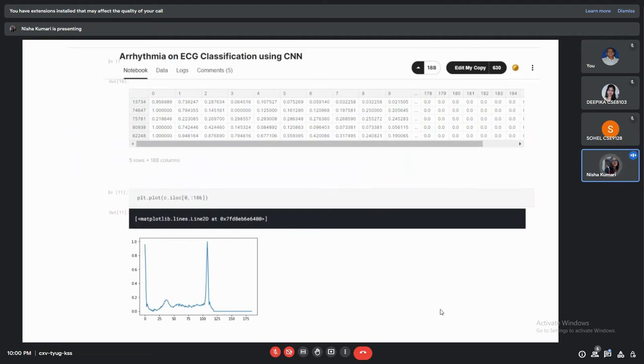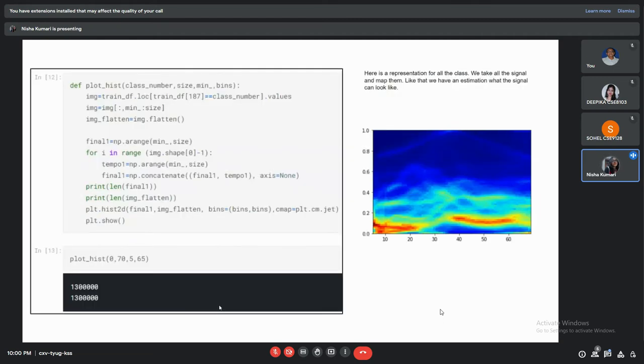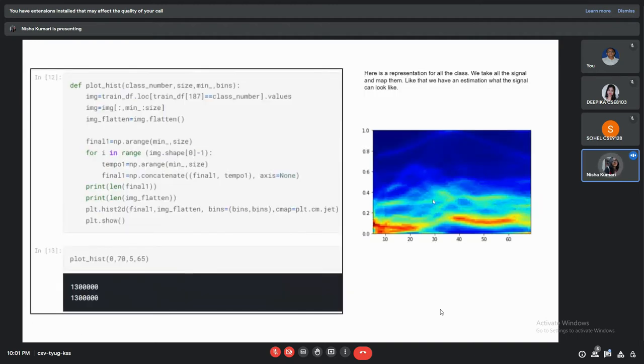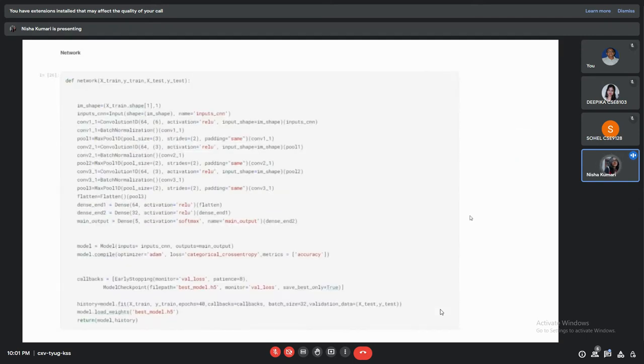So here, arrhythmia ECG classification. We can see that we have plotted the heart ECG diagram for one of our classes. Now here is a representation for all the classes. We take all the signals and map them, so we have an estimation of what the signal can look like. That was the graph, and this is what the histogram looks like for one class, and similarly we have plotted for the other classes as well.